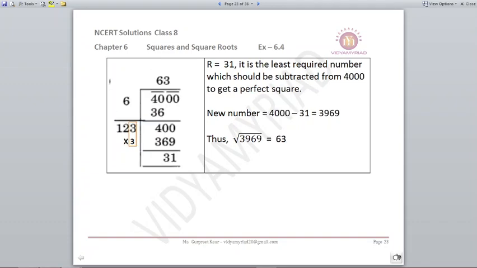Next, 4000. So 00 pair and 40 pair. So 4 4s are 36. 40 minus 36 is 4. Bring down 00, 400. 6 plus 6 is 12. So 123 into 3, if I do, I get 369. Remainder comes as 31. So I will subtract 4000 minus 31. That will give me 3969, whose square root is 63.